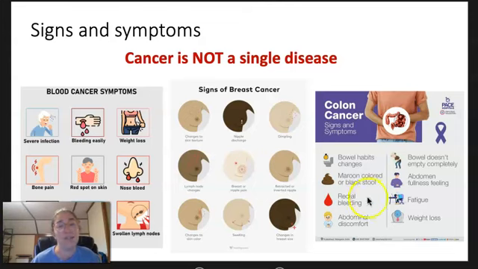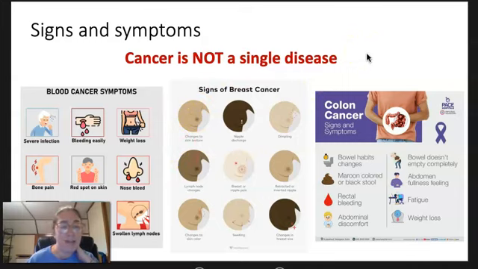This is just 3 different signs and symptoms of different types of cancer: blood cancer, breast cancer, colon cancer. Okay, there's no universal sign of cancer. Cancer is hundreds of different diseases, and it depends on where that cancer originated, what type of cells have become cancerous, have started to overgrow and proliferate. And so it's important to know the different signs for different cancers.